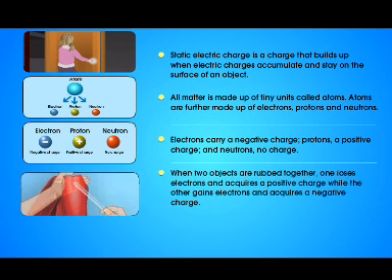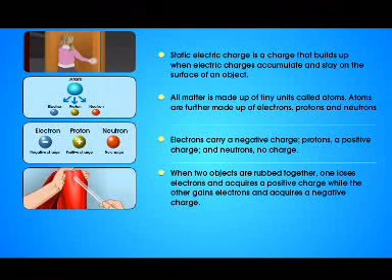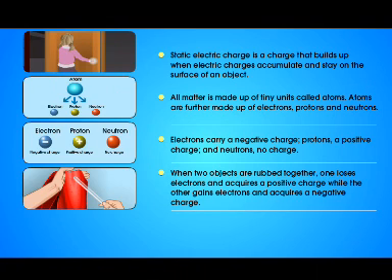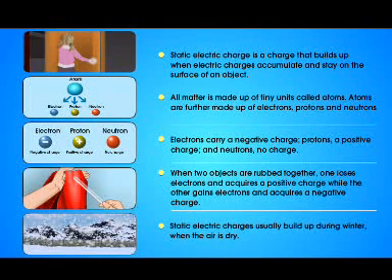When two objects like a glass rod and silk cloth are rubbed together, the glass rod acquires a positive charge and the silk cloth acquires a negative charge. Static electric charges usually build up during winter when the air is dry.